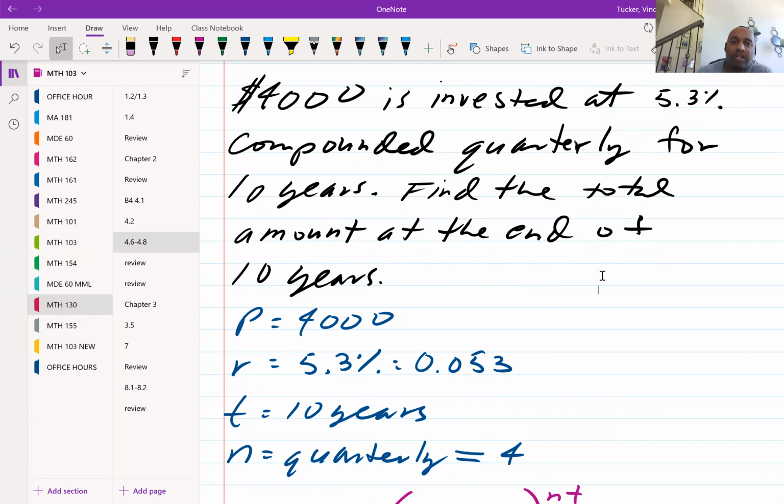So once again, you want to extract the information from the problem, the given information, so that you can calculate accordingly. So the amount, the deposit, or whatever it is that you owe, the 4,000 is going to be your P, which is 4,000 in this case. Your rate, 5.3% converted to a decimal, 0.053. T is 10 in years. And then quarterly is going to be 4 for N.